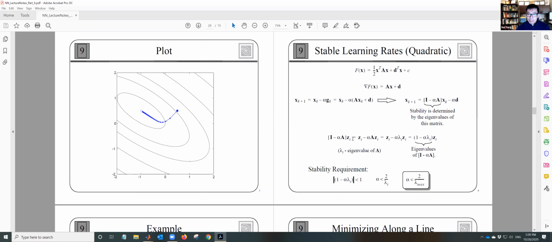If you multiply by zi, this is the way we find the eigenvalue. Suppose this is my i-th eigenvector. Then you have lambda i, 1 minus alpha lambda i, times zi. So this is the eigenvalue of I minus alpha A. In order to make sure this is stable, we need to make sure the magnitude of the eigenvalues is less than 1. Why do we want to make sure the eigenvalue is less than 1?